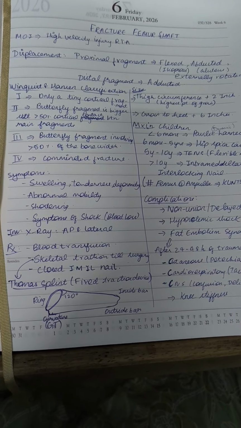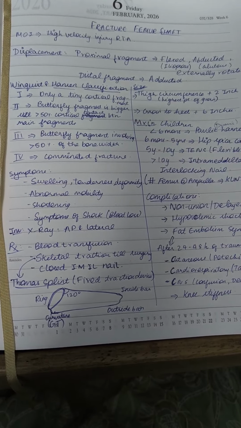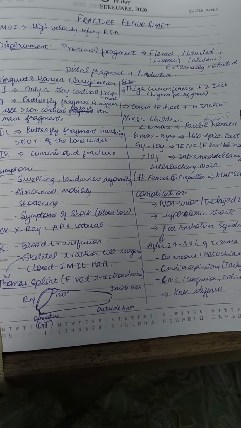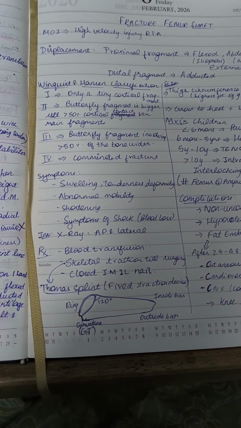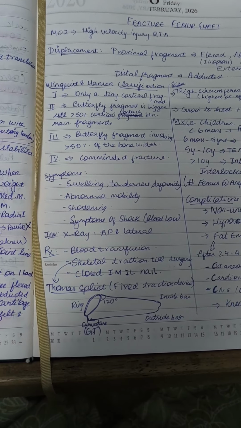Hi guys, let's see about fracture of femur shaft. It mostly occurs following high velocity injury. Here the proximal fragment of femur is flexed, abducted and externally rotated, and the distal fragment is adducted. Based on location, we can have a subtrochanteric fracture or mid-shaft fracture or a supracondylar fracture.